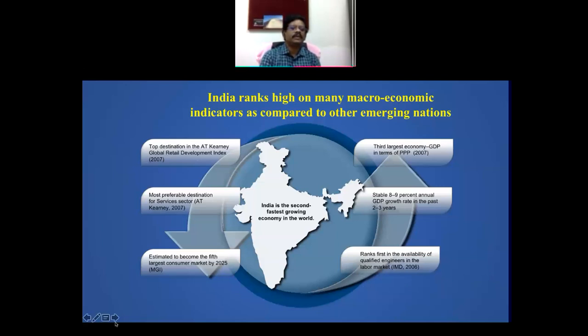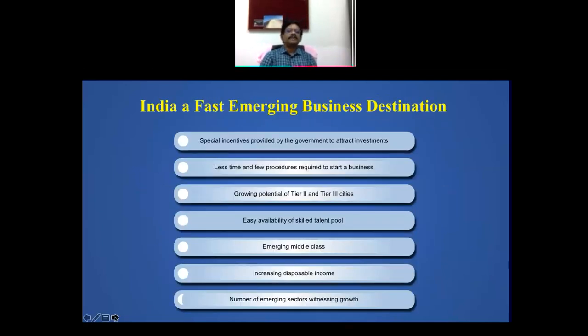Then when you see India's fast emerging business destinations, you can see the special incentives provided by the governments to attract investors. So India is a fast emerging business destination. How can you understand how it is a fast emerging business destination?